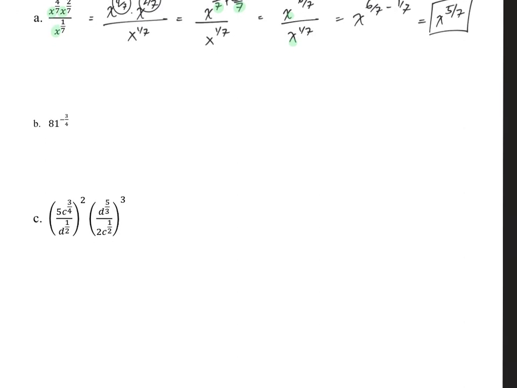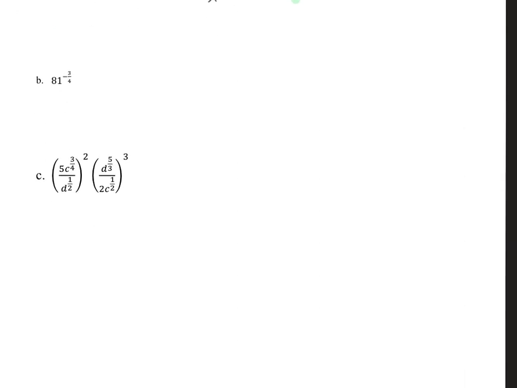So now for b. Now this one's interesting. Looking at the exponent, I see three different operations. I have the negative, the 3, and the 1. Three different operations. Let's go ahead and get rid of the negative first. So remember, the negative is fish out of water. Go ahead and take the reciprocal. And we have gotten rid of the negative.